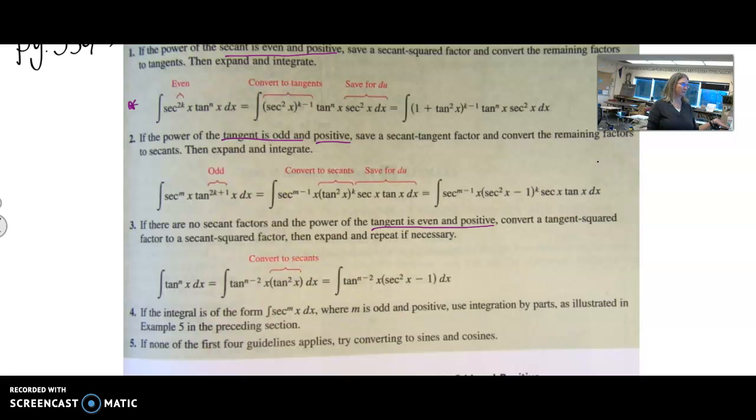And then we have number 4, if the integral is of the form secant to the m of x, where m is odd and positive, use integration by parts as illustrated in example 5 from section 8.2. And number 5, if none of the first 4 guidelines applies, try converting to sines and cosines. All right, so let's look at an example.